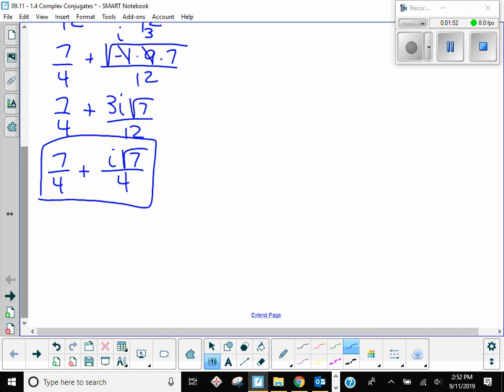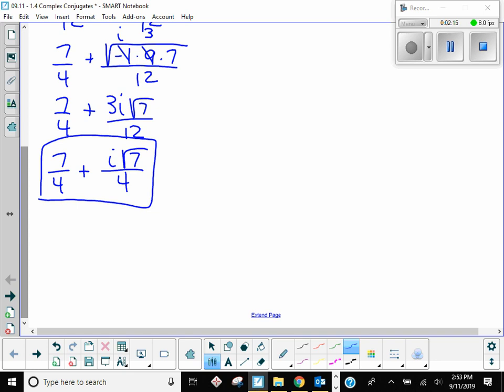The reason why we like it still like that is it's easy to say, oh, look, A is 7/4, and B is the square root of 7/4. Okay, that's harder to see if you combined it back into one fraction, especially because sometimes the fractions simplify with different denominators. Questions about that one? Okay.